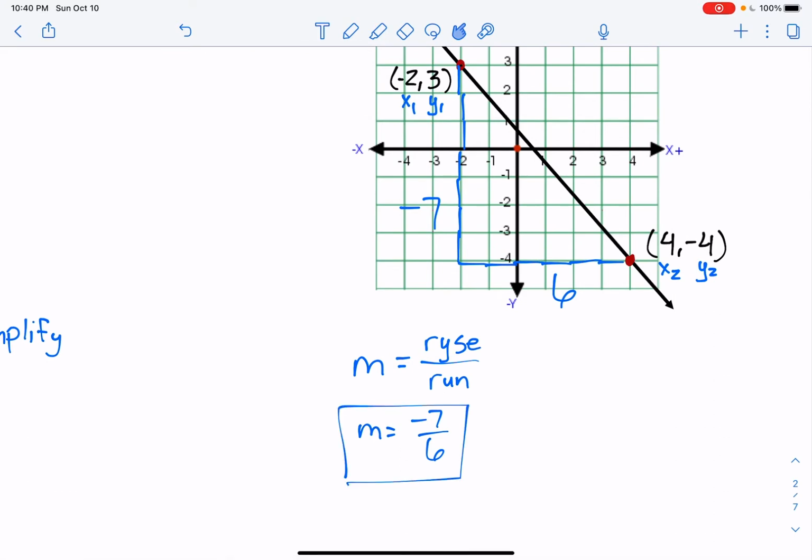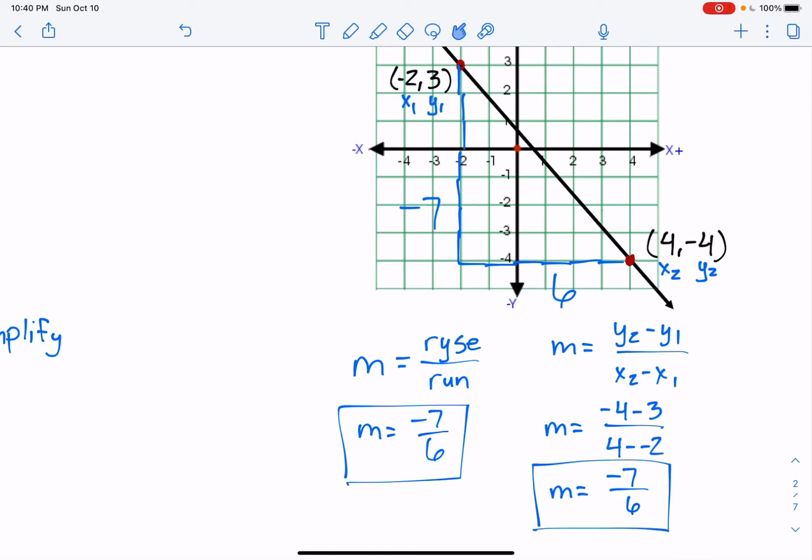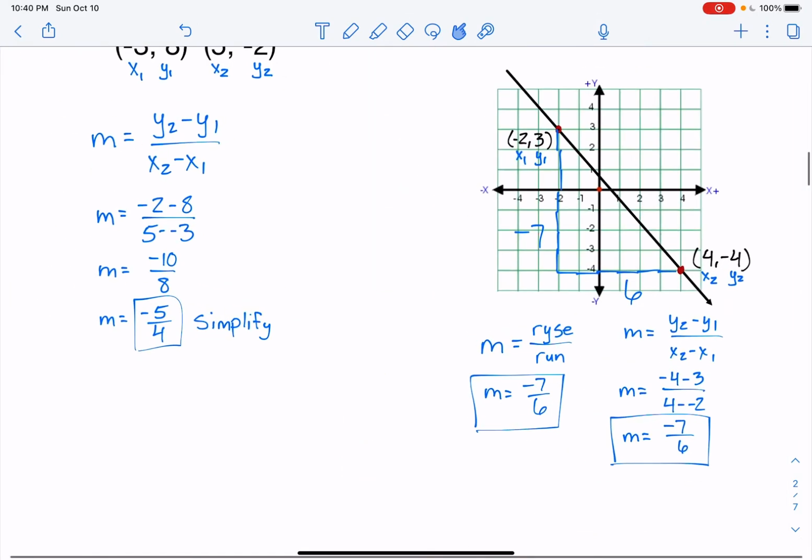Or I can use my slope formula, and I can just plug those in again. Wherever I see y2, I replace with -4. Where I see y1, I replace with 3. x2 is 4. x1 is -2. And when I simplify that, notice I get the exact same thing. So you can use either method.